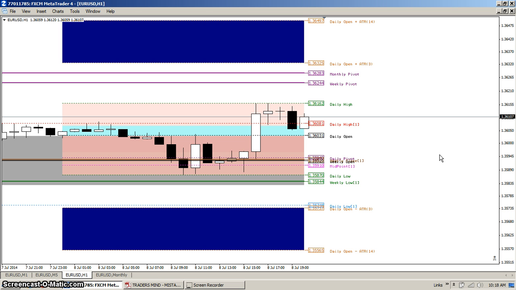And these lines are pretty basic, pretty simple. We've got the daily open, the daily high, the daily low, the previous daily low, previous daily high. We've got some pivots in there, even though personally I usually don't use pivots, but I know some people like them.